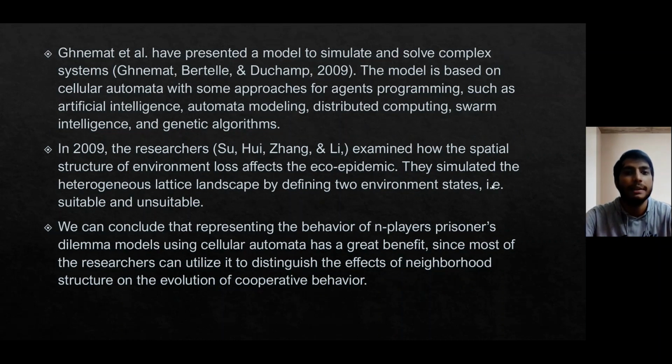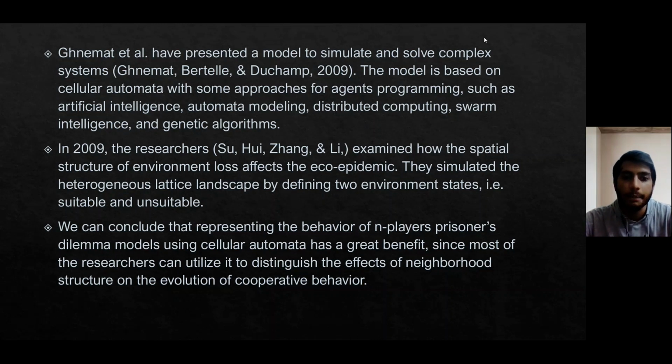Kinmet has presented a model to simulate and solve complex systems. The model is based on cellular automata with some approaches for agent programming, such as artificial intelligence, automata modeling, distributed computing, swarm intelligence, and genetic algorithms. In 2009, the researchers examined how the spatial structure of environment loss affects the eco-epidemic, and they simulated the heterogeneous lattice landscape by defining two environment states, suitable and unsuitable.